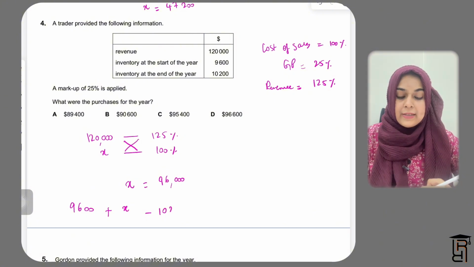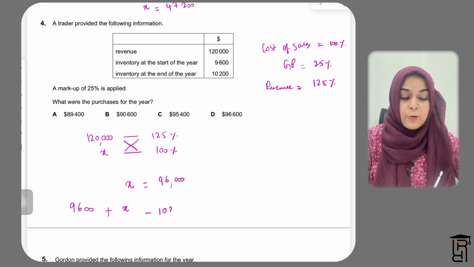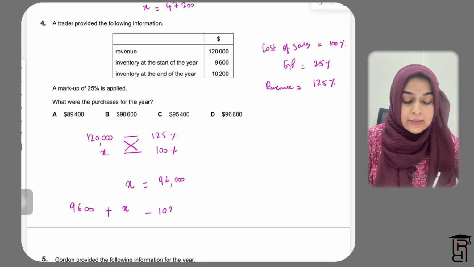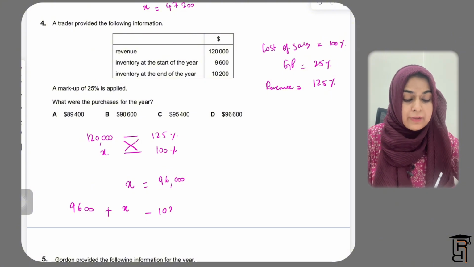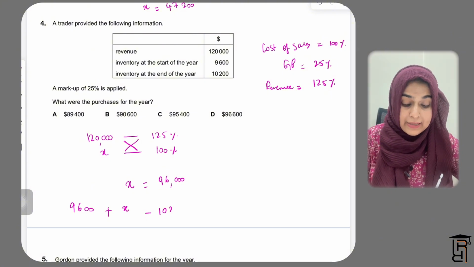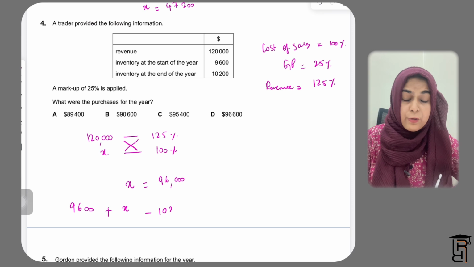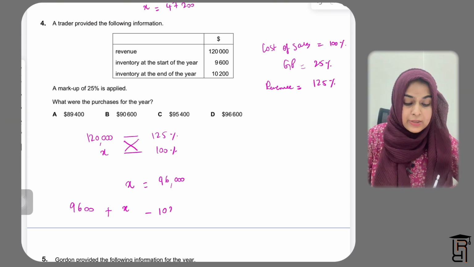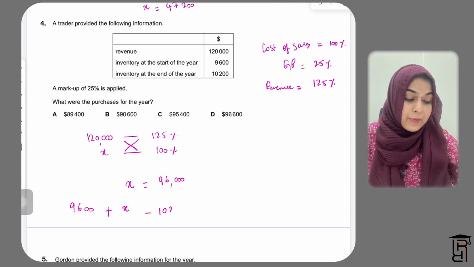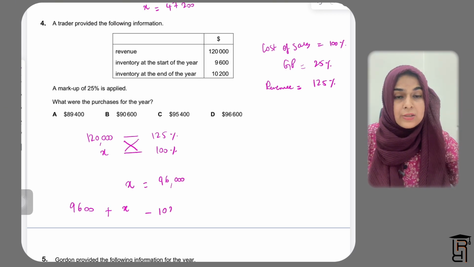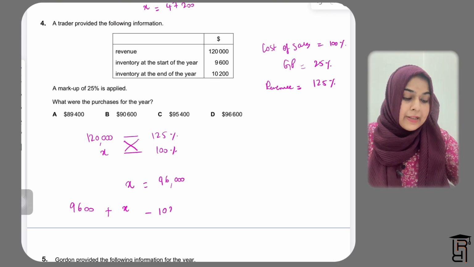The next question, question number 5, says Gordon provided the following information for the year. Revenue is 90,000, opening inventory is 8,000, closing inventory is 2,000, markup is 50%. Gordon took goods worth 7,000 for his own use, so this is drawings of goods. What were the purchases? So if markup is 50%, that means gross profit is going to be 50%. Cost is going to be 100% in this case because, as I told you, whenever markup is given, cost is assumed to be 100%. And then revenue would be cost plus profit, that's going to be 150%.